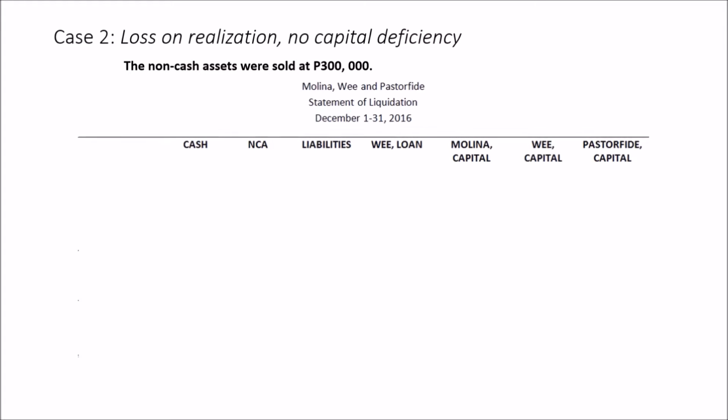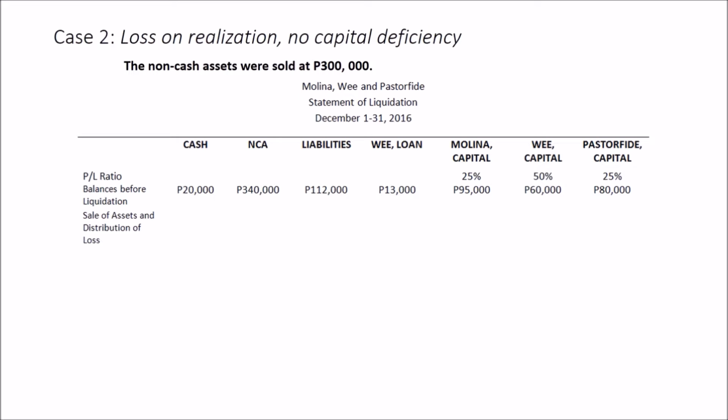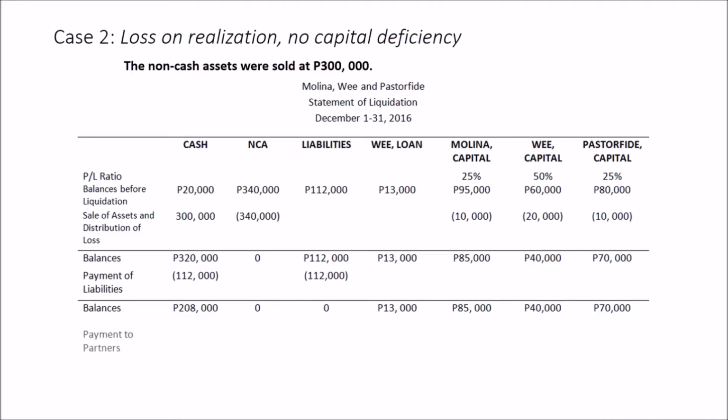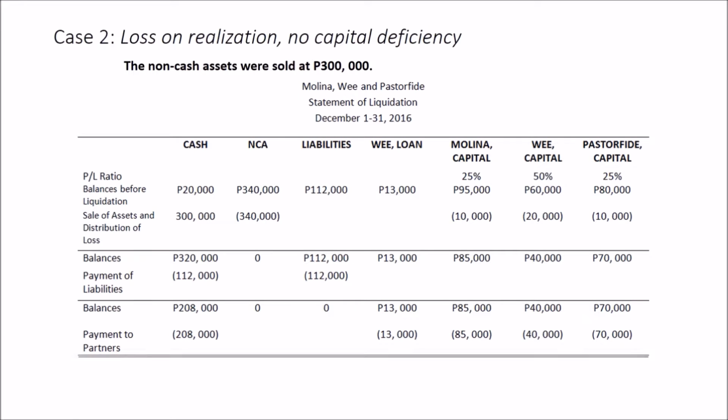Case 2. Loss on realization, no capital deficiency. Case 2 is basically the same as Case 1. The only difference is that instead of a gain, we have incurred a loss from selling the non-cash assets at 300,000. The same process applies for the distribution of loss among partners. But in this case, we deduct the distributed loss from their capital balances. So after selling the NCA and distributing the loss to each partner, we have the following balances. Then, payment of liabilities is made. Lastly, is the payment to partners.